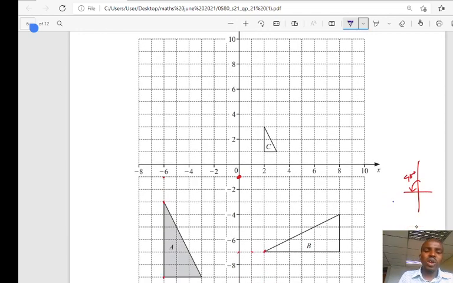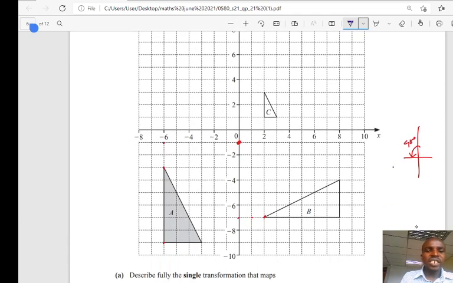This one has become smaller, which means the scale factor is a fraction. You calculate the scale factor as image side over original side. The image side is for C. How many boxes? This side is 2 boxes, over the original side, which is 6 boxes. So 2 over 6, which equals 1/3.